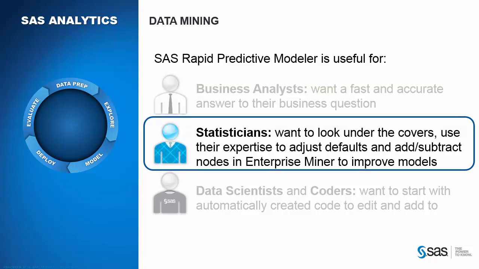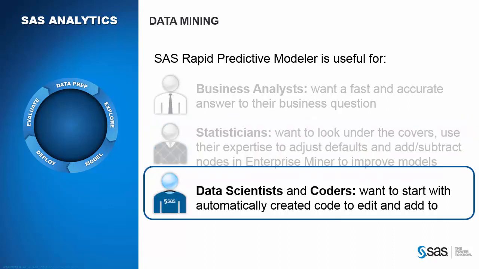Statisticians like me, we usually want to look under the covers. We want to use our expertise. We want to use our training and understanding of statistics. So SAS Rapid Predictive Modeler creates an Enterprise Miner flow that we can go into and edit and mess around with to improve models. Data scientists and coders generally want to work with code. SAS Rapid Predictive Modeler also creates code, which serves as a template for them to go in and have something to start with.